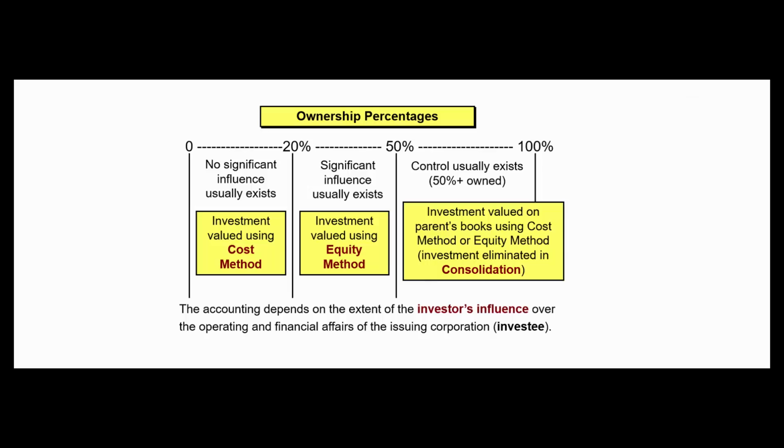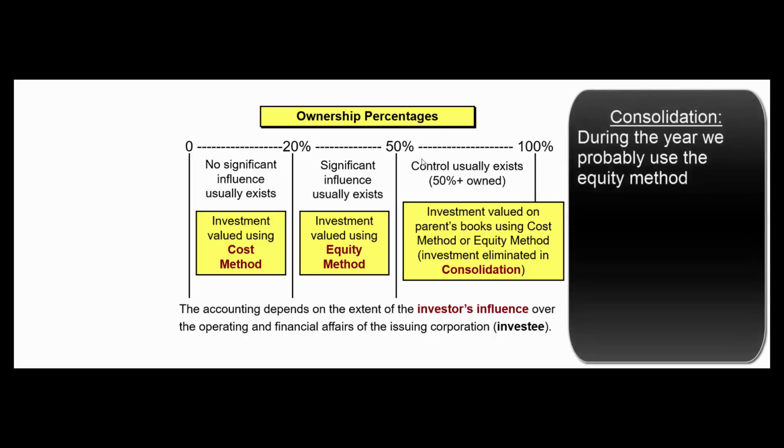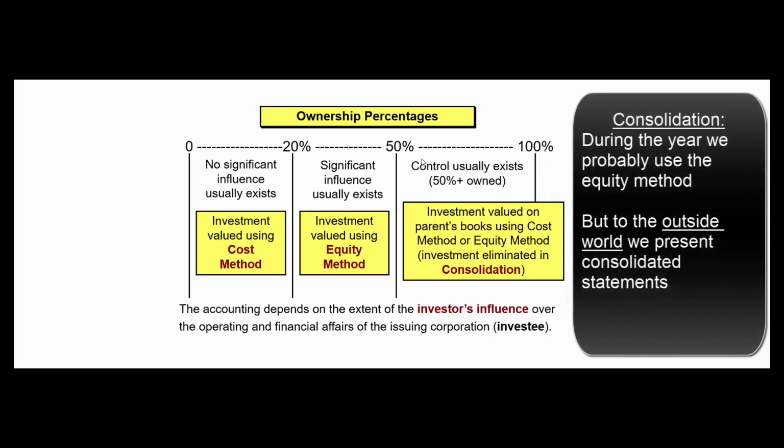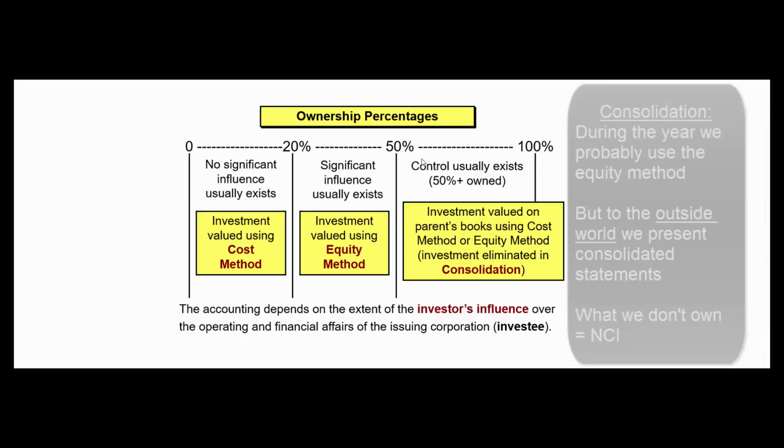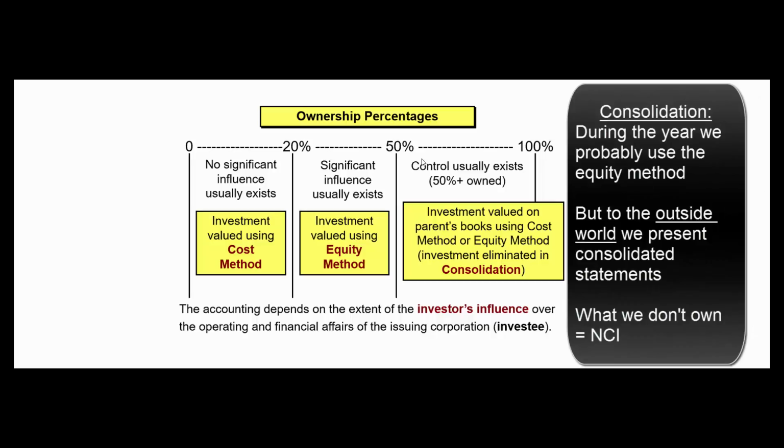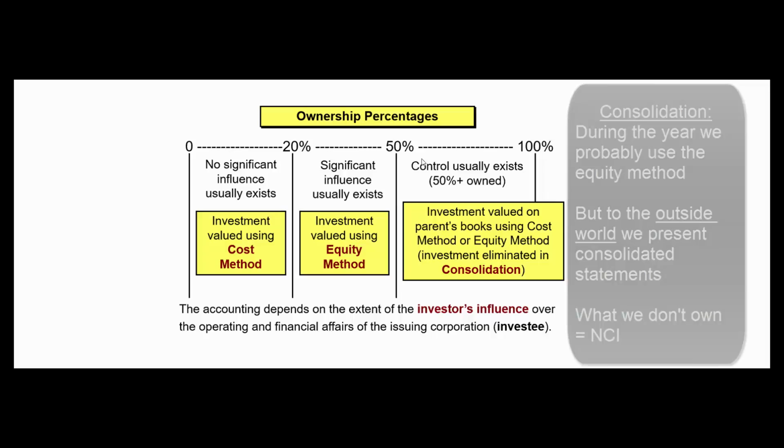And finally, if we own over 50% of the other entity, we're going to have control over them. And we can use whatever method we want internally to track their performance. We'll probably use the equity method. And then when we go to present our financials to the outside world, we'll consolidate them. We'll combine them. So we'll take their income statement and our income statement and combine them. We'll take their balance sheet and our balance sheet and combine them. And if we don't own 100% of them, the part that we don't own is going to be called the non-controlling interest. So we'll break that out on the income statement and we'll break that out on the balance sheet, the part that we don't own.